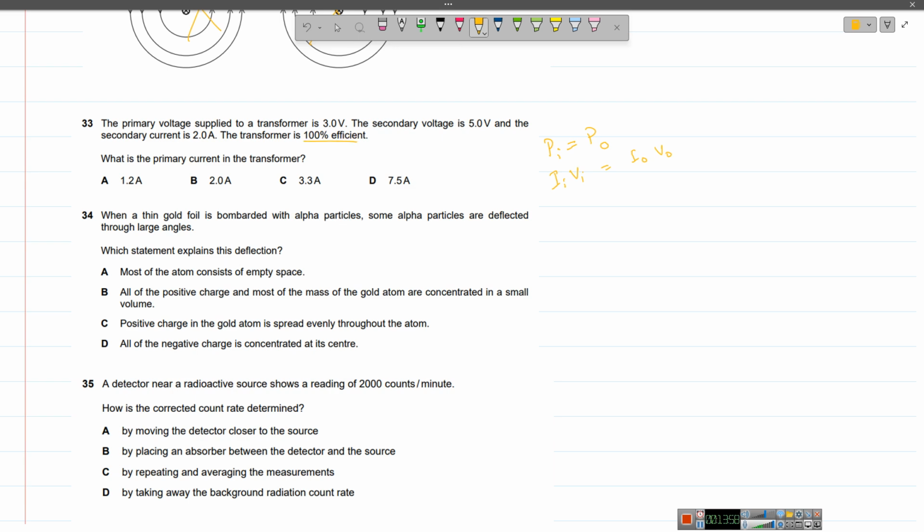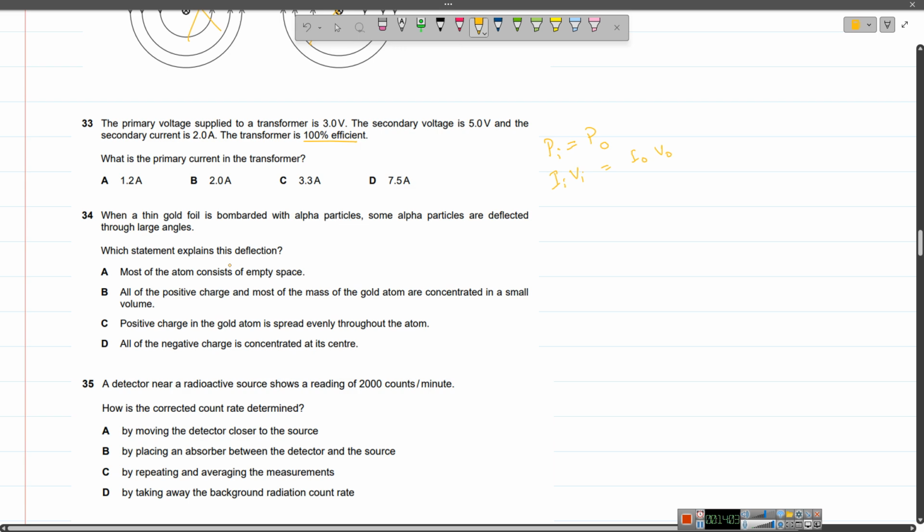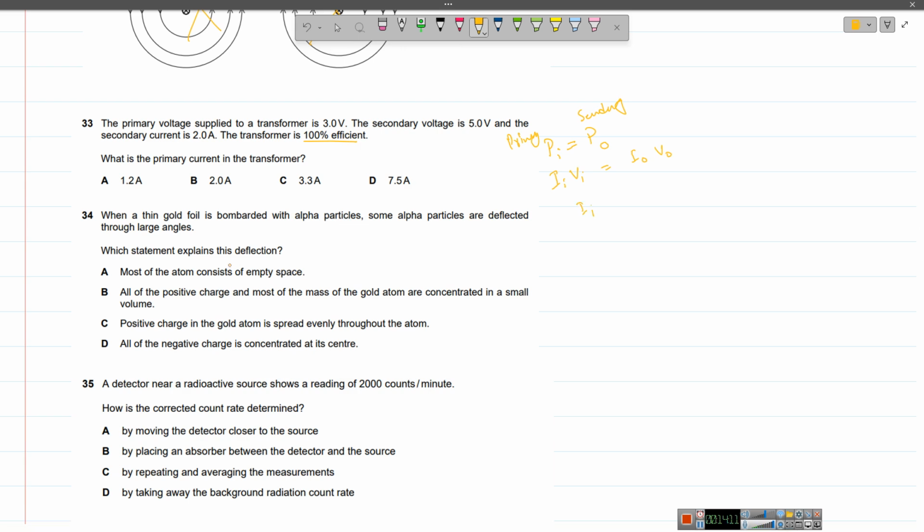Again, it's 100% efficient, so there is no change, and we need to calculate the current in the input, which is the primary. So this is primary and this is secondary, right? So I1 is equal to I_O times V_O over V_I. That is going to be the current of 2 amperes times the voltage of 5, divided by the input voltage, that is 3. So 10 divided by 3 is 3.3 amperes.